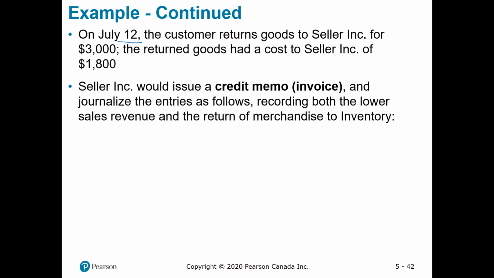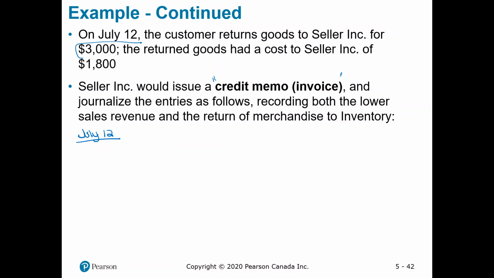And on July 12th, the customer returns goods to seller for $3,000, and their returned goods had a cost to seller, which is us, of $1,800. So we're going to say we're issuing what's called a credit memo. So we give this invoice to the customer that shows them, okay, we got those goods back and now you owe us less money. And when you do this as a journal entry, it looks as such. So July 12th.